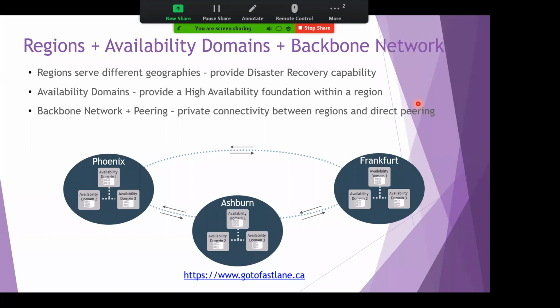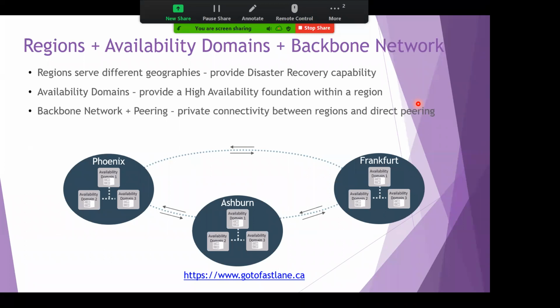I know there are 25 plus, I don't know the exact number right now, but multiple regions, 3 availability domains in each region, okay? Each availability domain is connected to each other by a high performing data fiber network, okay? And replication of data is possible within this.